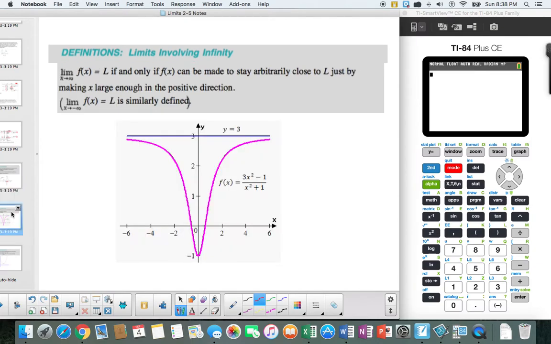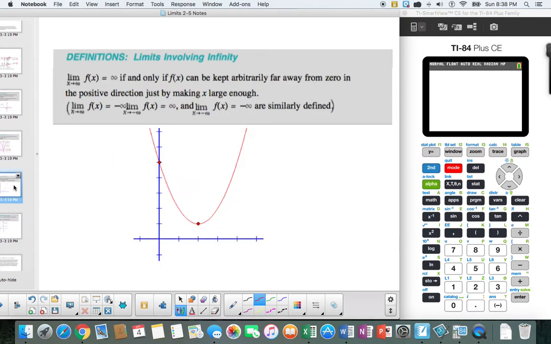As x approaches infinity in this direction or negative infinity, and we approach a limit, we say that's true if and only if f of x can be made to stay arbitrarily close to the limit just by making x large enough. So we can go far enough out here, we'll be close enough to our limit. And our last definition is if x goes to infinity and our value of f of x goes to infinity, where both of them are going to infinity, and this situation can happen, like with a parabola. As x gets larger, the value of the function gets large without bound.